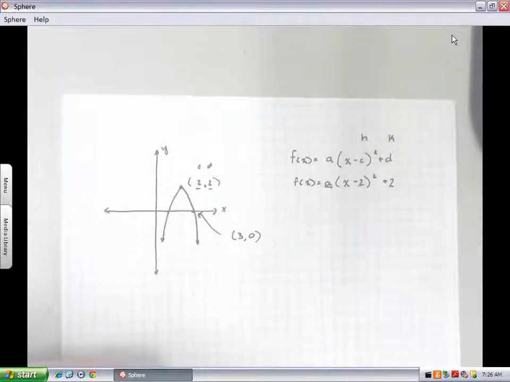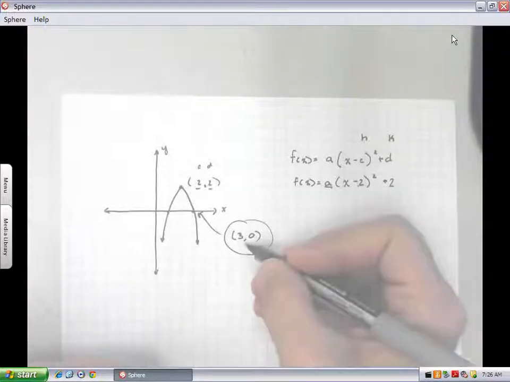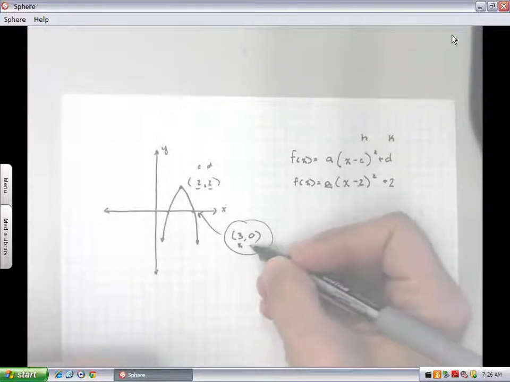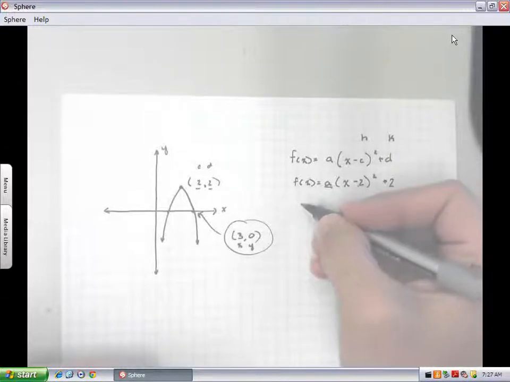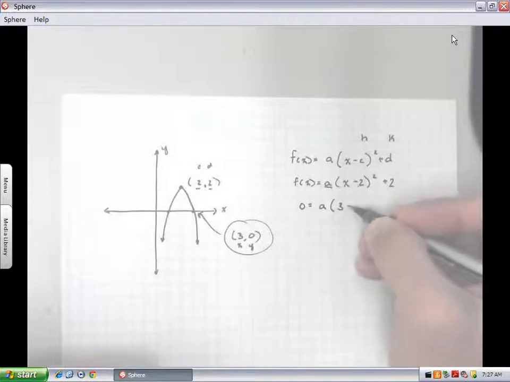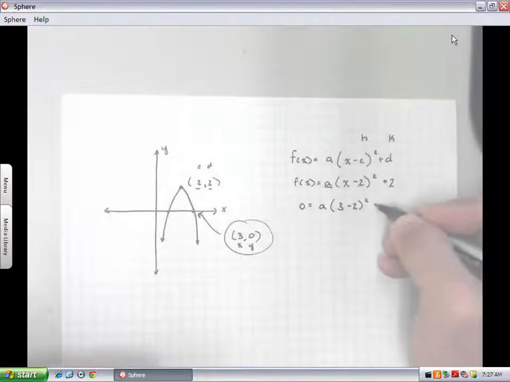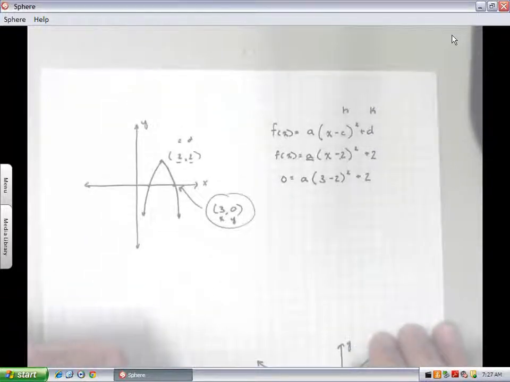So to try to solve for a, that's where I'm going to use the other point. I'm going to remember that that point is an x and a y, so I can take the 0 and plug it in for y, and I can take that 3 and plug it in for x. And now I have a new equation with a single variable of a in it. So I just need to solve that equation.